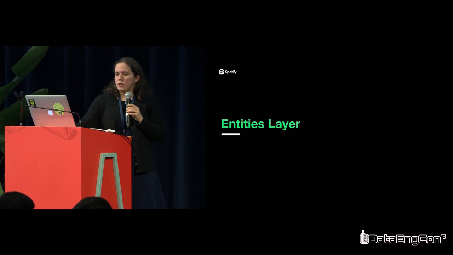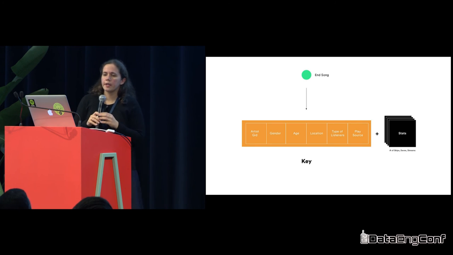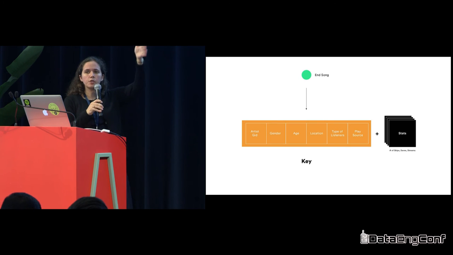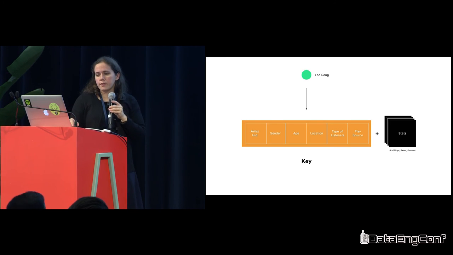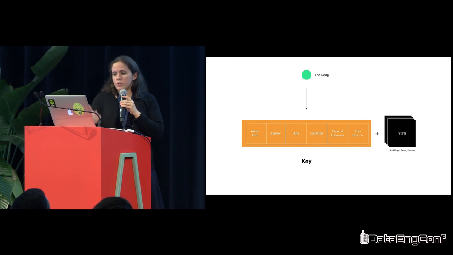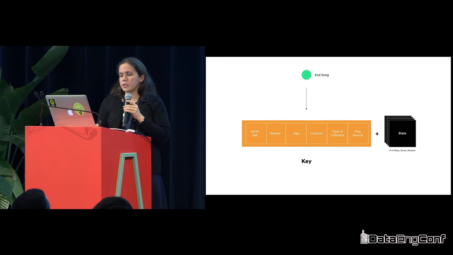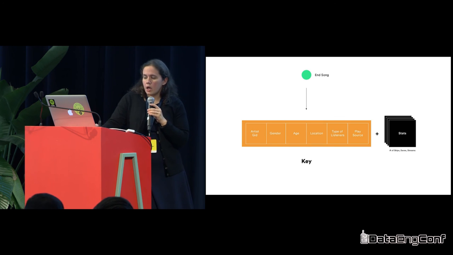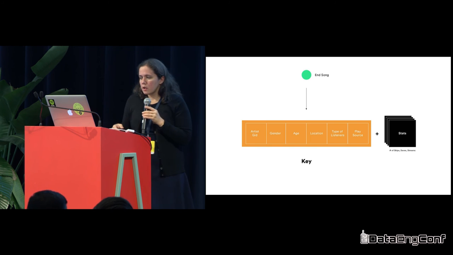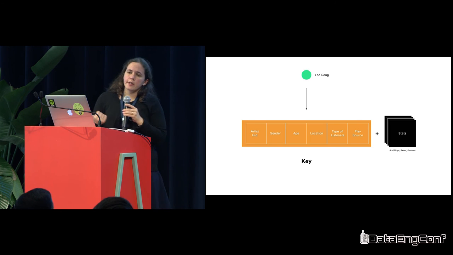So what does an entity look like? An entity has a key, which is a very denormalized view of this data. In this case, you have an artist ID along with gender information, age, location, type of listener. Type of listener being like new, repeated, fan, follower, et cetera. And play source being like collection, playlist, et cetera.